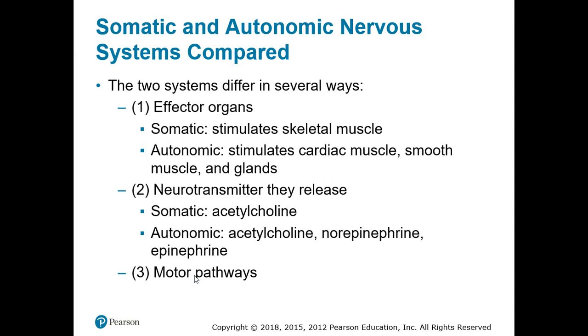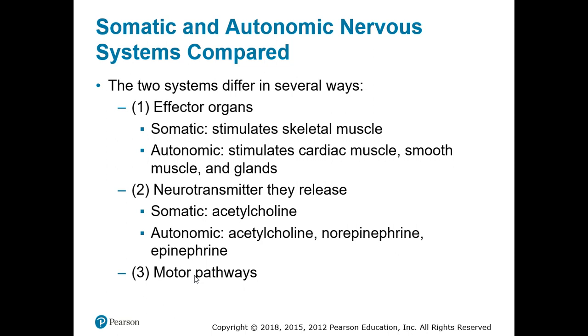If we're talking about effector organs, our somatic is going to stimulate our skeletal muscles because these are the muscles that we have control over. We're able to kick a ball. We're able to flex our biceps. The autonomic, on the other hand, is going to stimulate things like your cardiac muscle that involves your heartbeat, smooth muscle like your stomach moving in order to digest food, and even glands that release hormones.